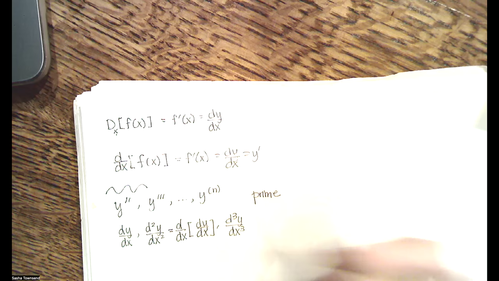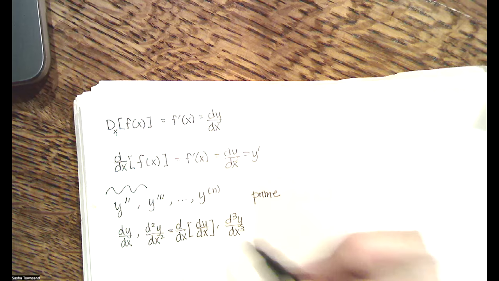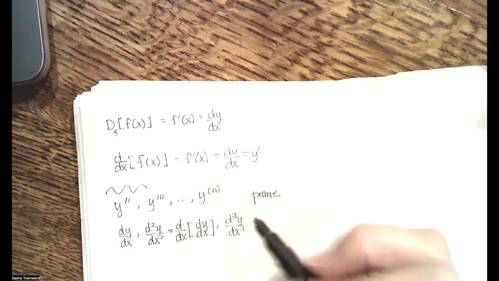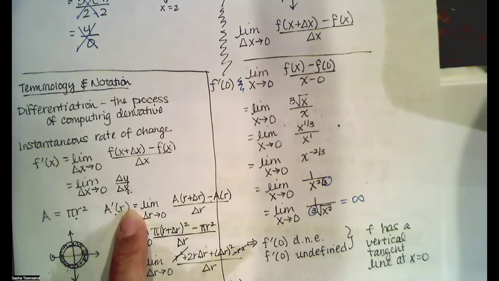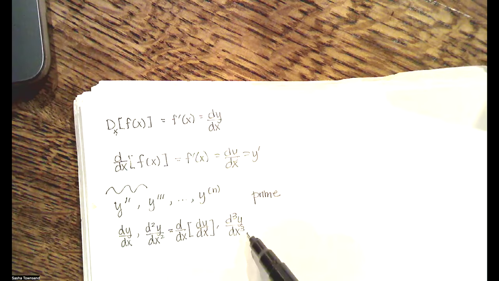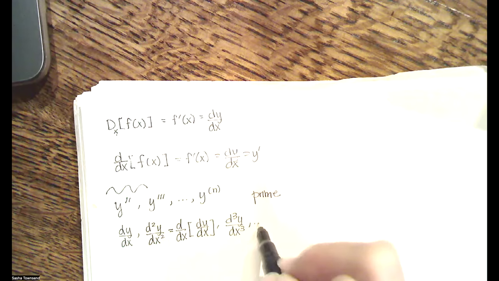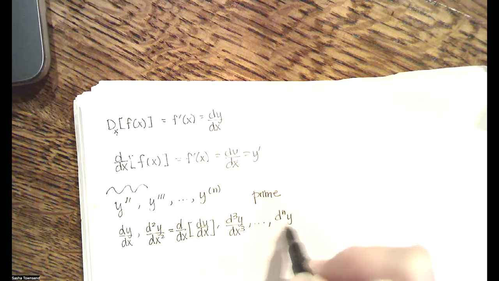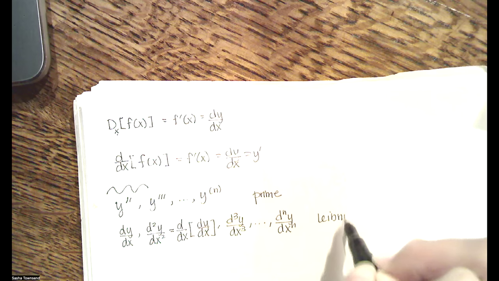And of course, the independent and dependent variables could be different. Like x could be a function of t, s could be a function of t, just depending on what the application is. Like with this application, the area is a function of r. So this might be dA dr. That's what we would have here, dA dr equals that. The nth derivative looks like that. That's Leibniz.